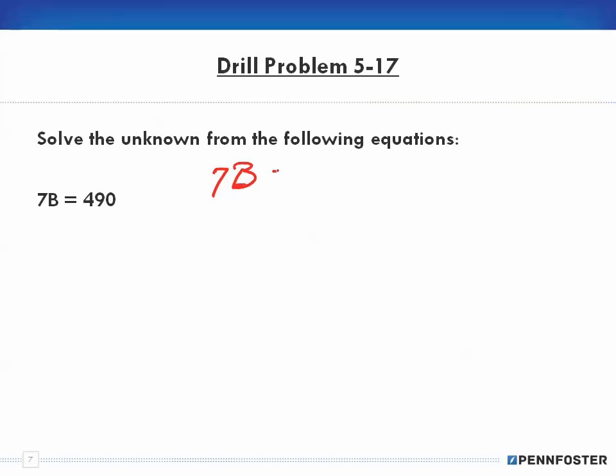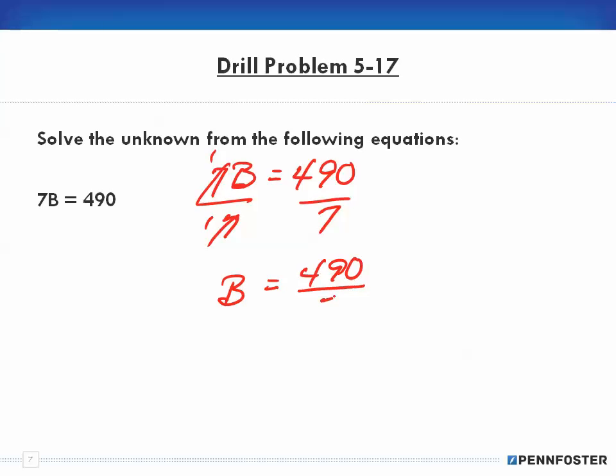7b is equal to 490. All right, we want to isolate the variable on the left, and just like the previous problem, we're going to divide both sides. What you do on one side, you need to do on the other. We're going to divide both sides by that constant so that we can reduce. And that leaves me with a b on the left-hand side and 490 over 7 on the right-hand side, which then doing the division, we end up with 70. Okay, simple enough.